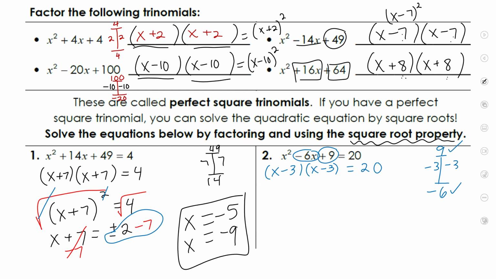All I did was factor the left side. Now I can write the left side as x minus 3 squared because I have two of them. Now we're going to use the square root property. So I'm going to square root this side. That cancels out. And then we're going to square root the other side. Try to solve it. Let me know what you get. Square root both sides.